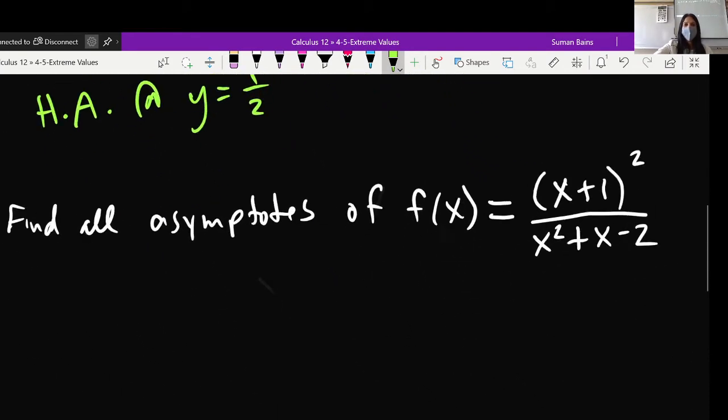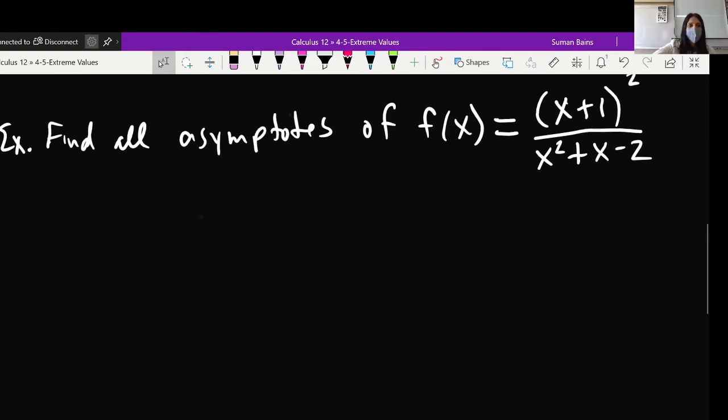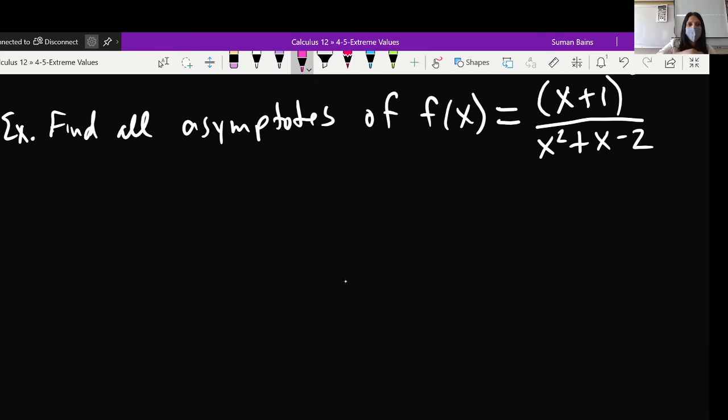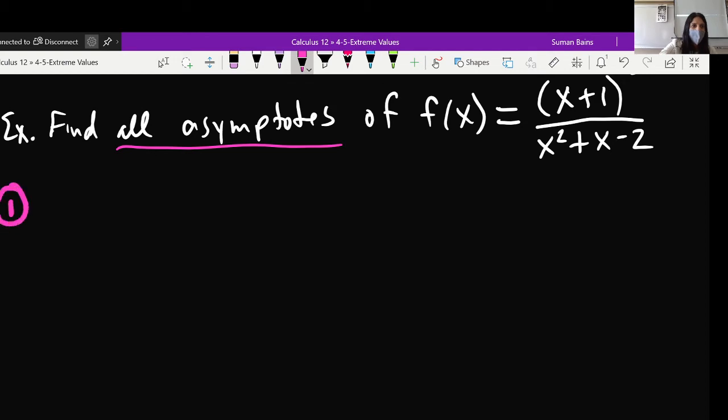Okay, find all the asymptotes of this thing. (x plus 1) squared over x squared plus x minus 2. We want to do this using the same approach, but it said all the asymptotes. So let's start with step number 1. Let's look for the vertical asymptote.